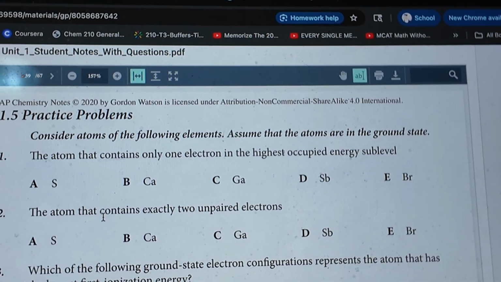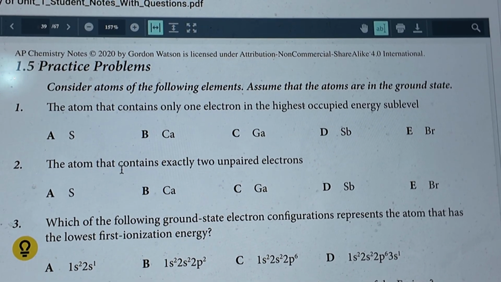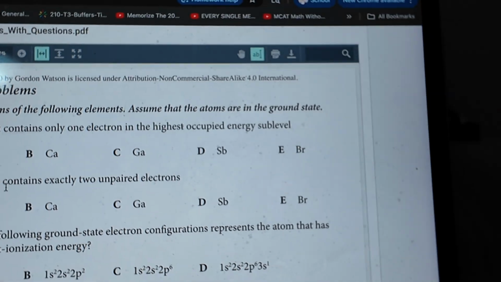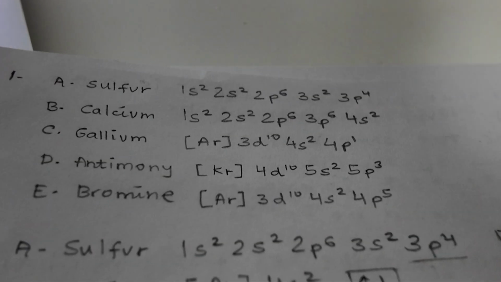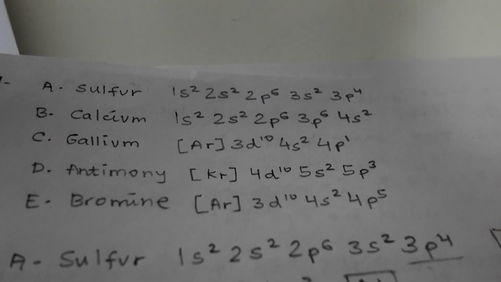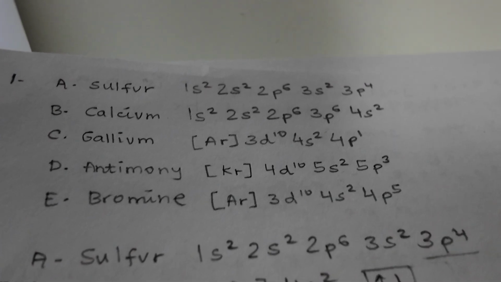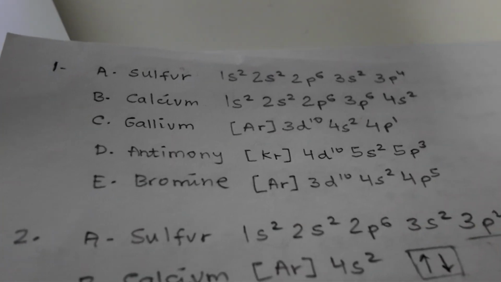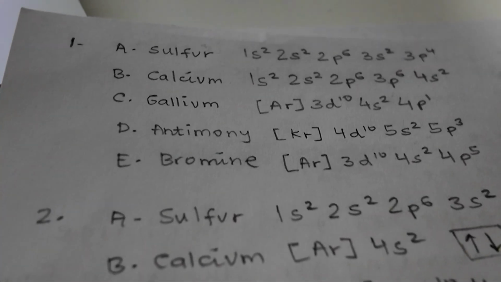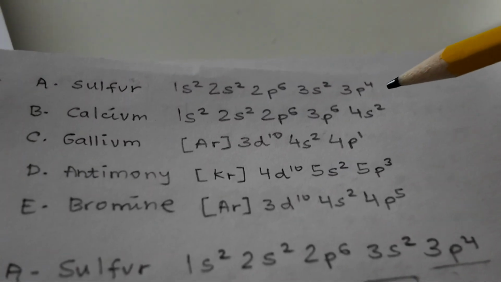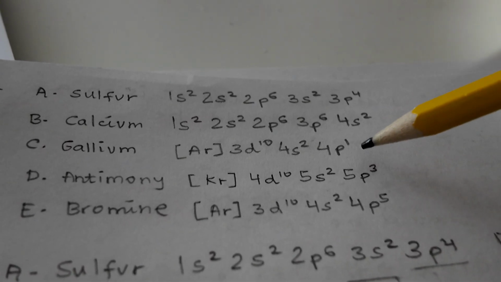So what you would have to do in this problem is write out all the sublevels, the electron configuration for each of these. And I did that over here. So you see sulfur is 1s2, 2s2, 2p6, 3s2, 3p4. And the question is asking which has only one electron in the highest sublevel. And so if you look here, this has 4, this has 2, and this one has 1.